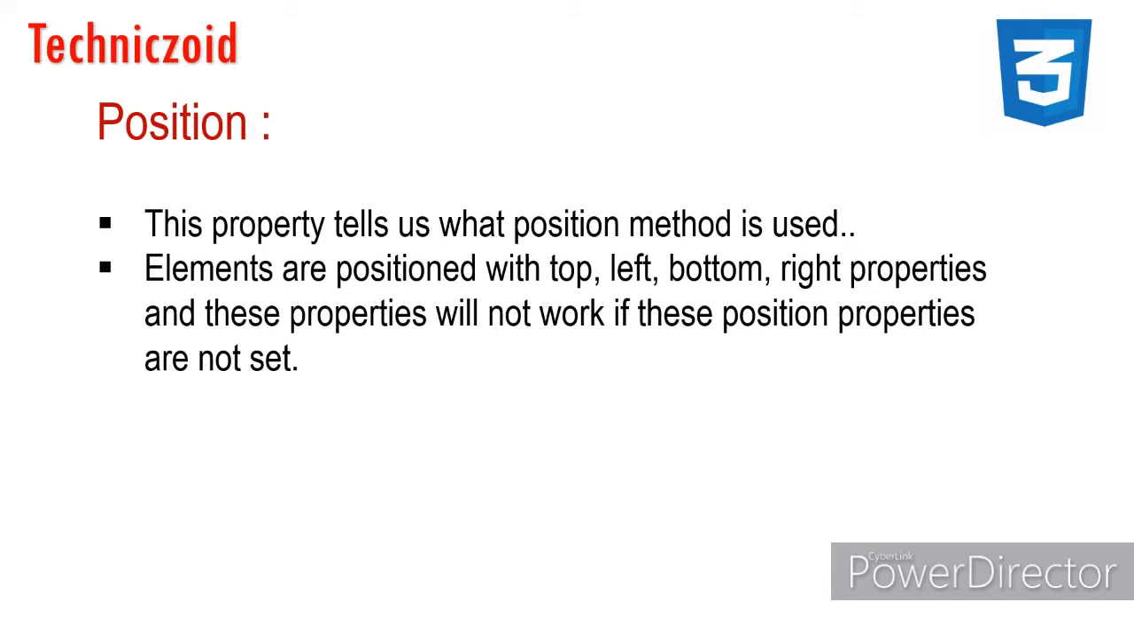Position. This property tells us which position method is used for the HTML elements. Elements are positioned using the top, left, right, and bottom properties. These properties will not work unless the position property is set first. It works differently with the different position methods used for an element.